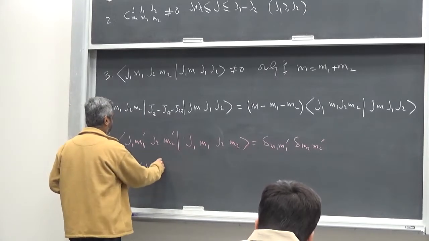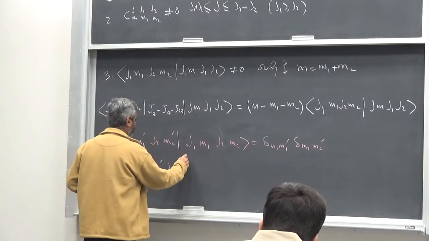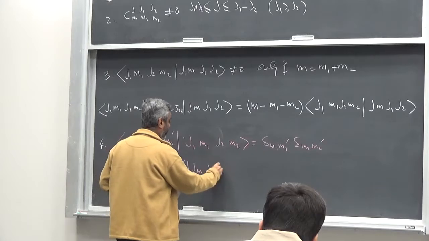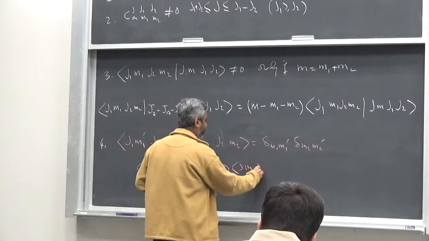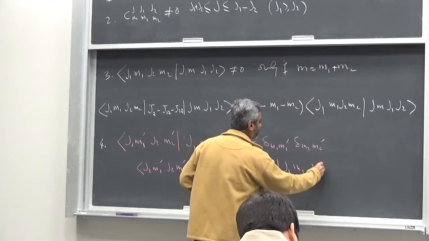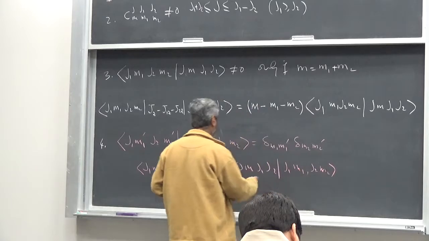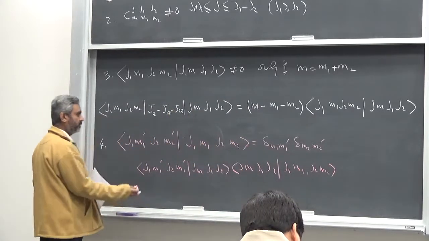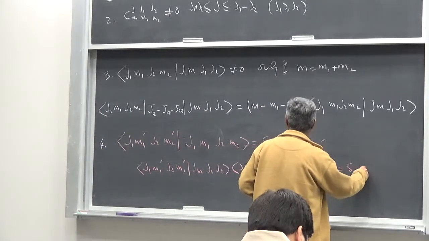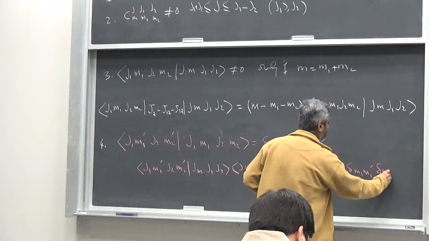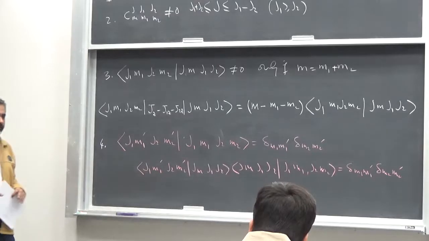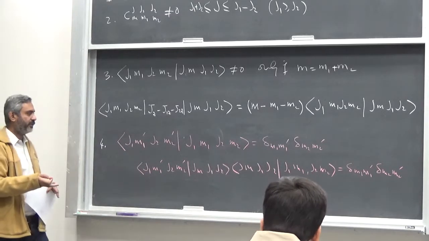So J1, M1, J2, M2, right? And you can put a JM, J1, J2, JM, J1, J2, J1, M1, J2, M2, right? This is okay? Delta M1, M1 prime, delta M2, M2 prime. I'm still missing something. What am I missing? This is not a complete expression.